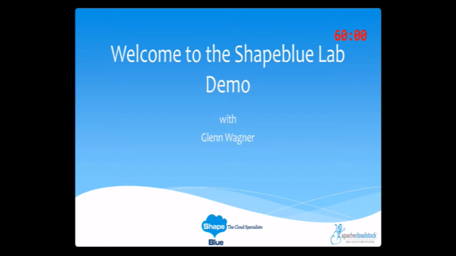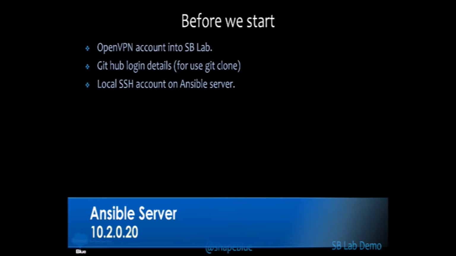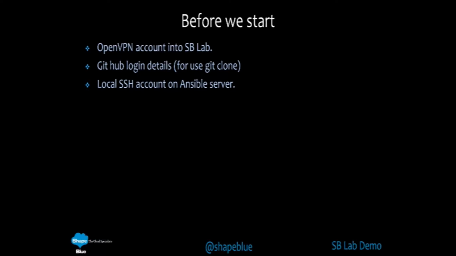Just a few things to start with. To use this environment, you need to have an OpenVPN account, GitHub login details so you can do a git clone, and a local SSH account on the Ansible server. The Ansible server is 10.2.0.20. If you do not have access to that Ansible server, or you don't have access to OpenVPN, please speak to Dagon or me, and we can organize those details for you. So let's get started.